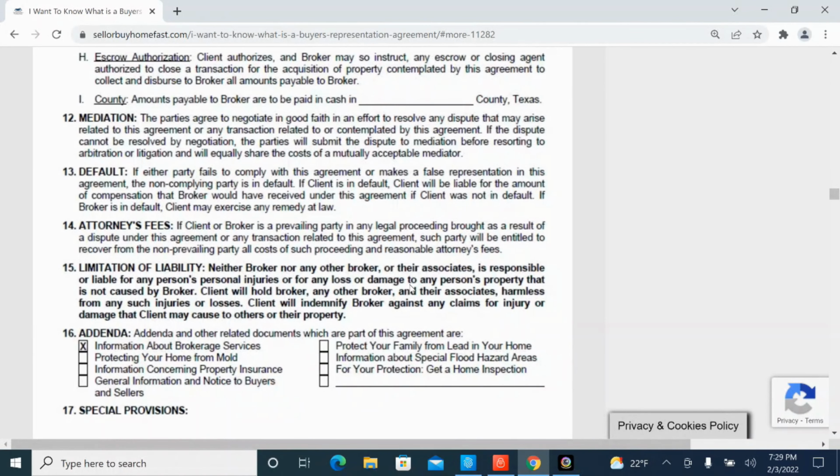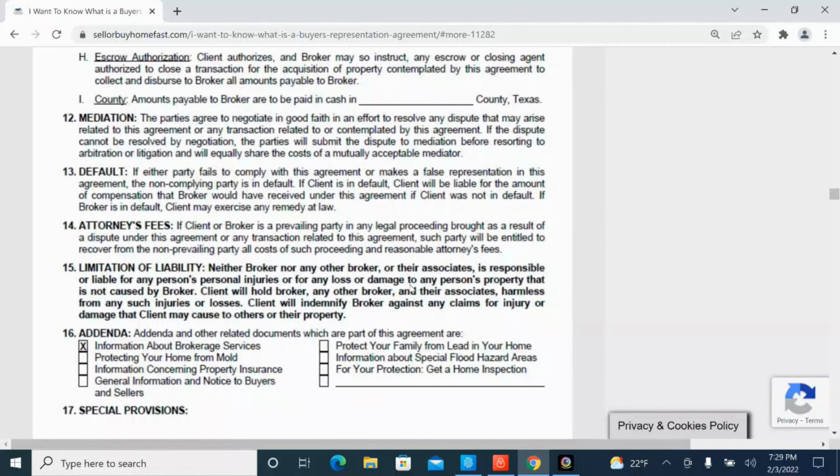Number 12 talks about mediation. If for some reason you get in a dispute with the seller, or if for some reason you get in a dispute with your agent over the buyer's representation agreement, number 12 talks about that. Typically, out of good faith, there's a possibility that there will be a mediator who will come in to help resolve the issue that you're having in reference to your agent.